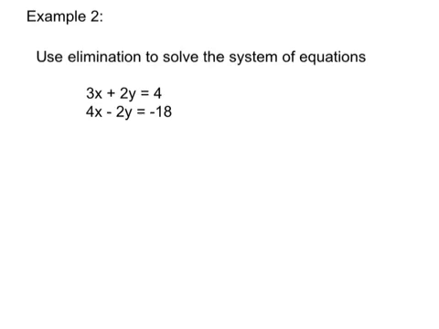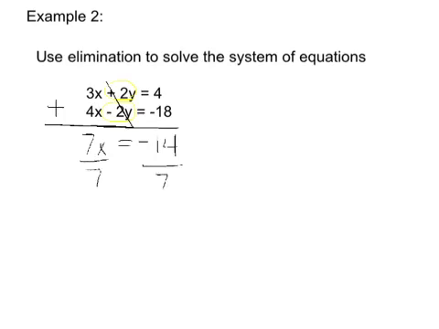So if you look right here, we have a positive 2y and a negative 2y. If we add these equations together, okay, straight down, just like you collect like terms, we have 3x plus 4x. That gives us 7x. 2y minus 2y, they're gone, and then 4 plus a negative 18 is a negative 14. Divide both sides by 7, and we have x equals negative 2.